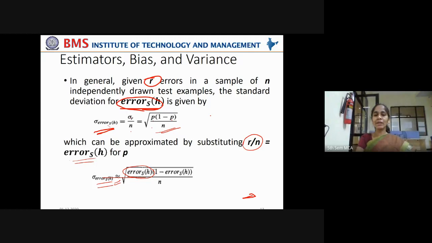Instead of p into 1 minus p, you are giving sample error into 1 minus sample error. Got it? So it is sample error multiplied by 1 minus sample error divided by the total number of data points. That is the standard deviation associated with your sample error. This is how we understand mean, variance, estimators, biased estimate, and variance.